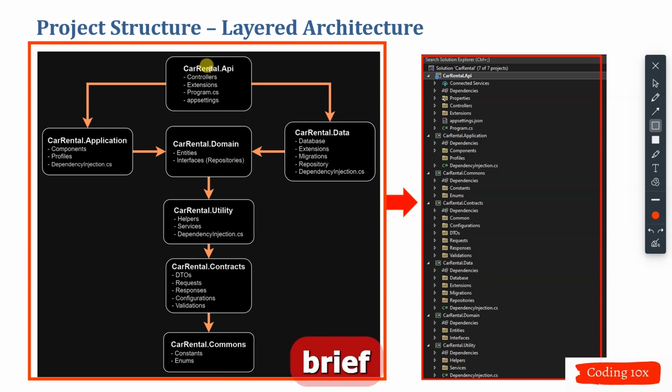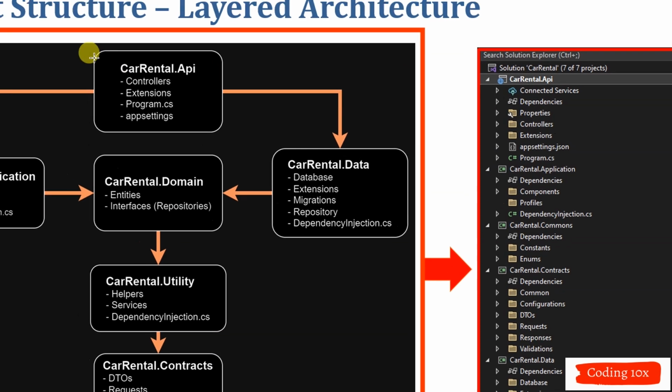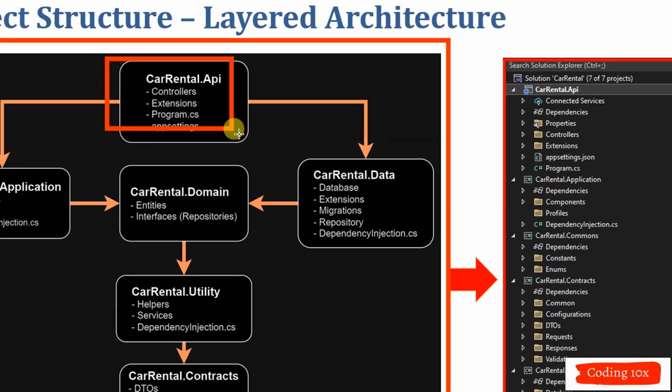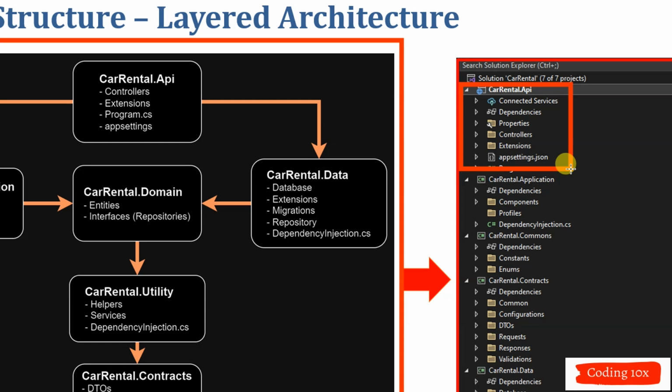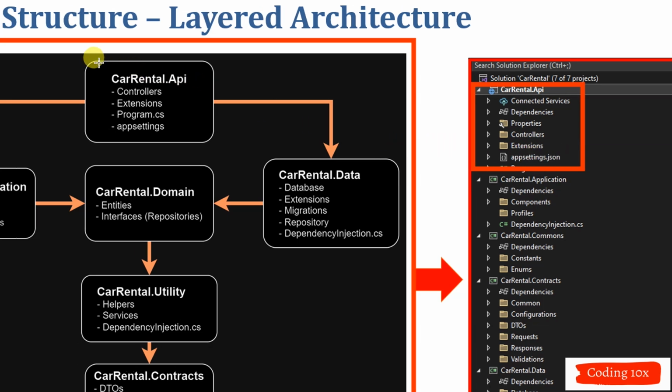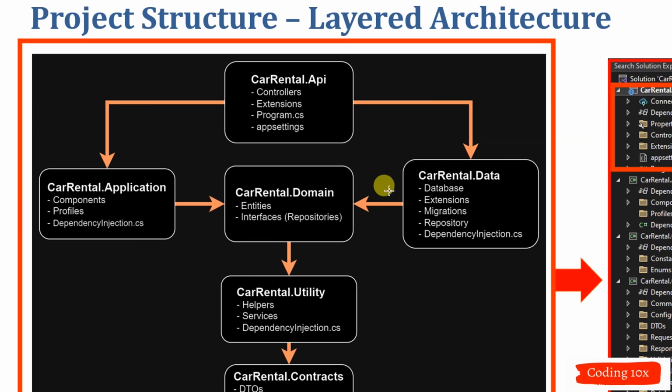Here is a brief overview of each layer. At the heart of the architecture lies the API layer, crafted with the ASP.NET Core Web API. This layer is the gateway to our system, handling incoming HTTP requests and delivering well-structured responses. It contains controllers, Program.cs, and appsettings for the application configurations. It has dependency on the application and data layers.